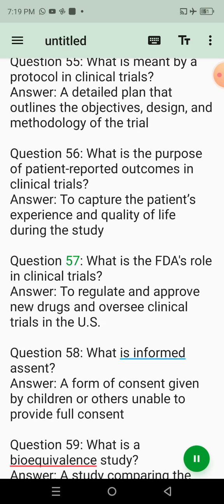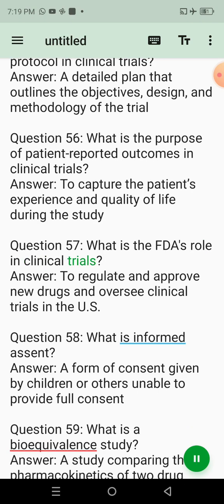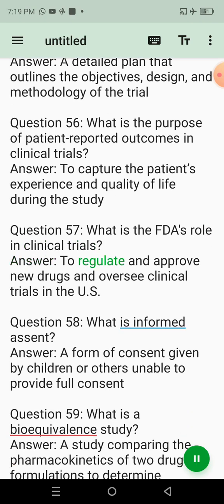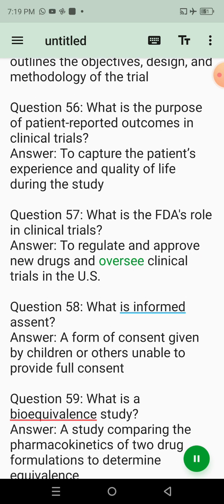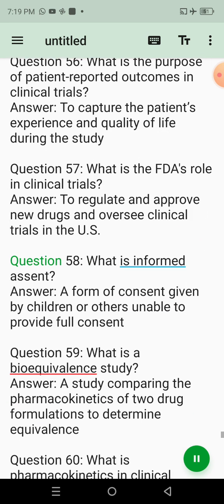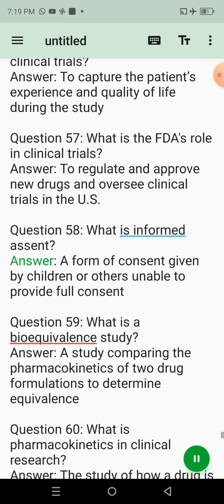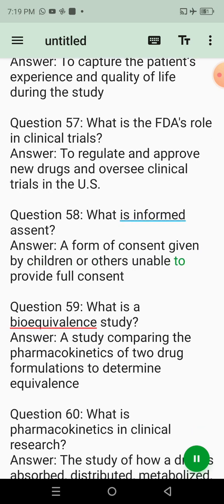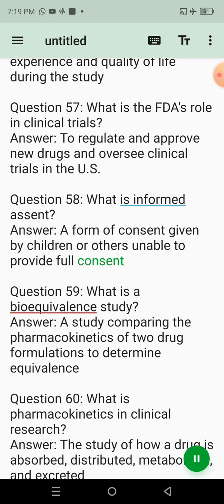Question 57. What is the FDA's role in clinical trials? Answer: to regulate and approve new drugs and oversee clinical trials in the U.S. Question 58. What is informed assent? Answer: a form of consent given by children or others unable to provide full consent.